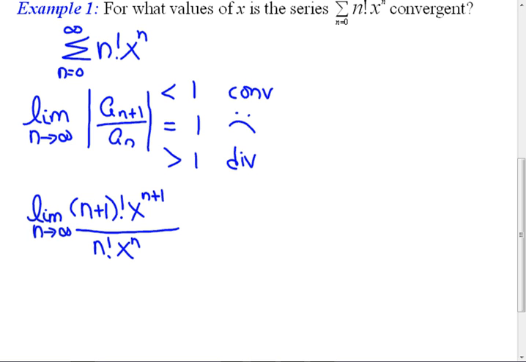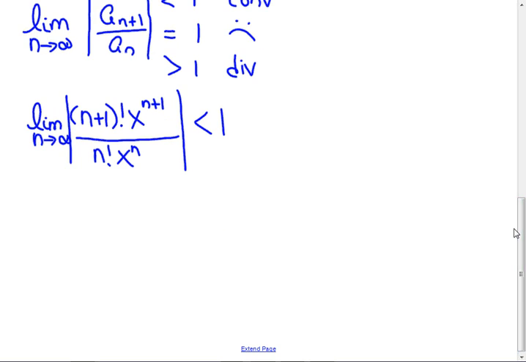And oh, I do need the absolute value. So I forgot about x. x could be negative. Whoops. And that's less than 1. I want it to converge. I'm going to get an inequality with absolute value. Can I find x's so that it converges? I might not.